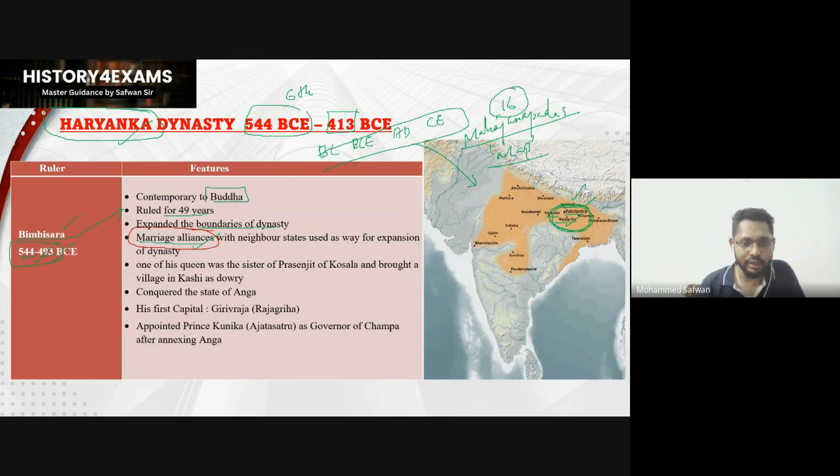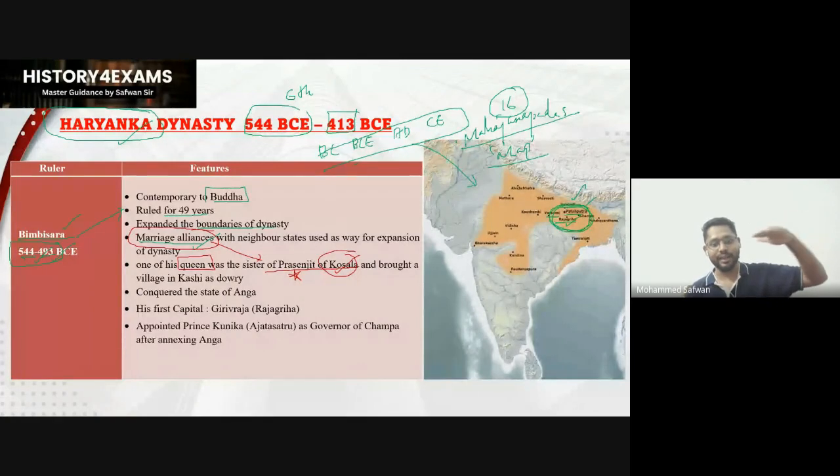It is said that he married many women. One of his queens was the sister of Prasenajit of Kosala. The kingdom of Kosala was ruled by King Prasenajit, one of the most important contemporary kings. So Prasenajit's sister was married to whom? Bimbisara. Thus he established a friendly relationship with the kingdom of Kosala, which was one of the most powerful kingdoms of his contemporaries. So we can see he established a neutral policy with the state of Kosala.